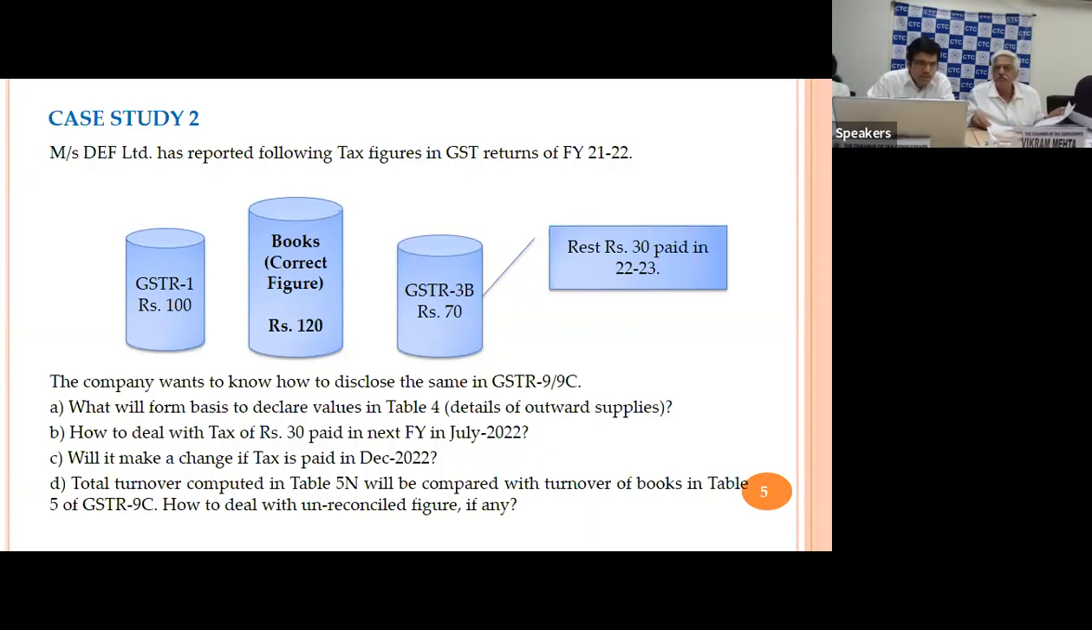So in this, will it make any difference if the tax is paid in December 22 instead of July 22? In that 3B, where do I disclose that differential 30 rupees, which you have paid in 22-23, if you have paid it in December 22 and not in July 22? So you have shown it in the 3B of December 22? Yes, December 22. Instead of July, I have shown it in December, basically. So then what will be the impact of that?